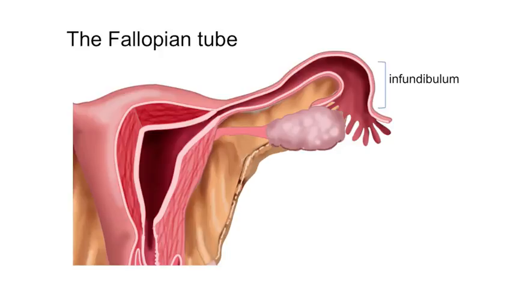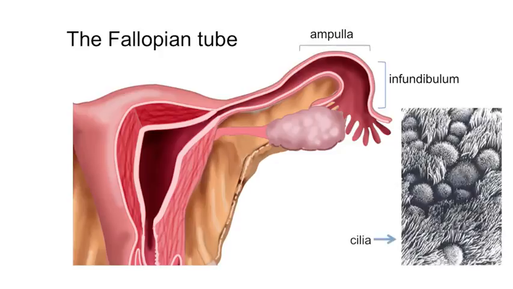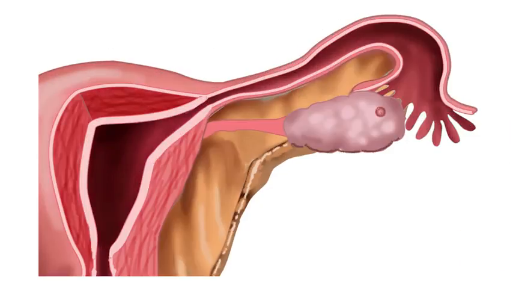The epithelial cells in both the infundibulum and the adjacent ampulla contain many cilia. These motile cilia are essential to transport the oocyte towards the uterus. Recently, it has been discovered that the smooth muscle cells within the wall of the tube have a peristaltic activity and support the oocyte transport as well. The journey towards the uterine cavity takes approximately 5 days after ovulation.